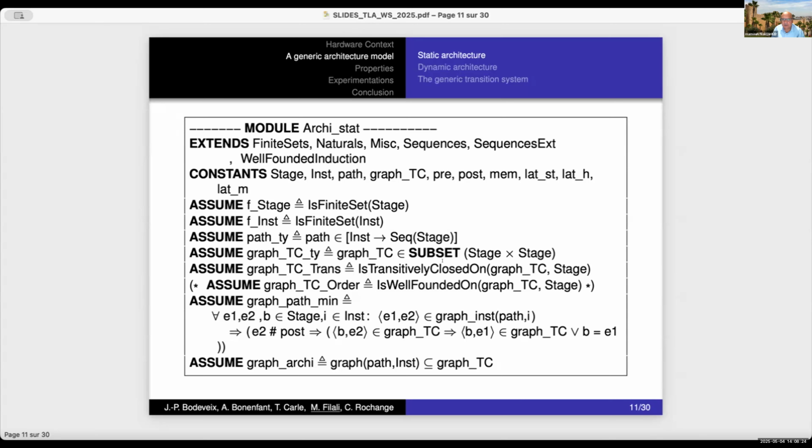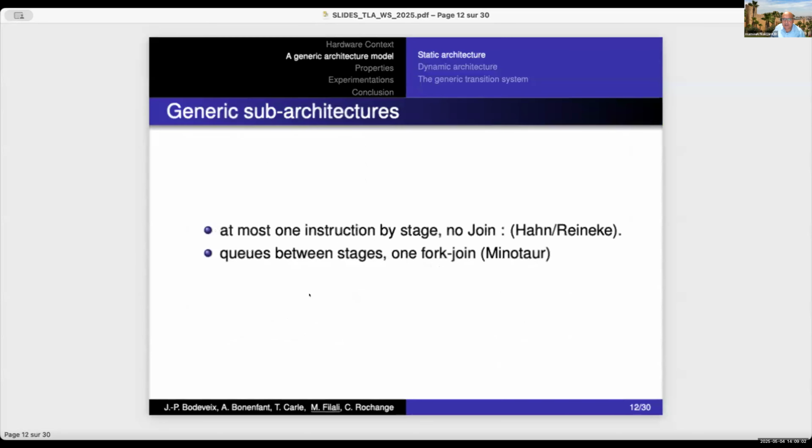The graph is transitive. And we have also relied on the TLA+ library to say that the order of stages is well-founded. We see here that this is in a comment, since when we make proofs, we can use this assumption. However, if we do model checking, this assumption cannot be verified, since it relies on the non-existence of a function and cannot be model checked. This is why we have a comment here on this assumption. So all the static architecture has been modeled. This is how we have modeled the static architecture.